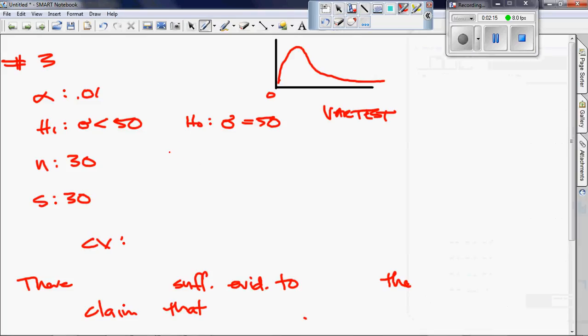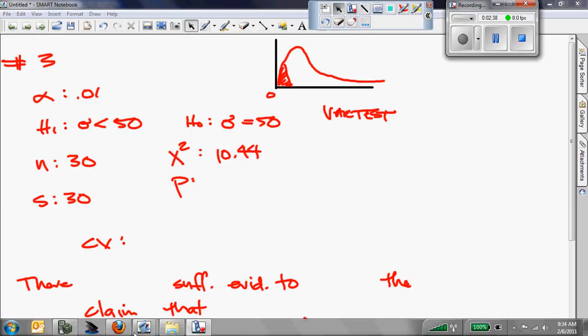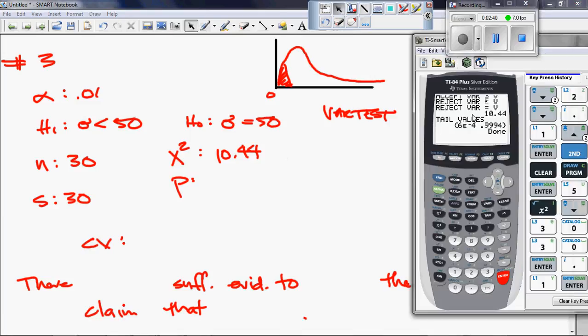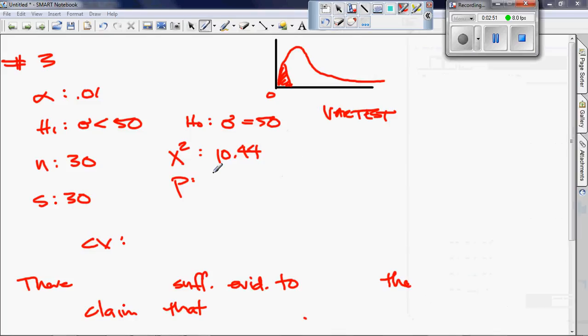The test statistic chi-squared is 10.44, and our p-value, our critical region is in the left tail, so it's over here, and for that area we want to choose the smaller value of these two. So we're going to use 6 times 10 to the negative 4. That'll be this area right here. 6.00 times 10 to the negative 4.